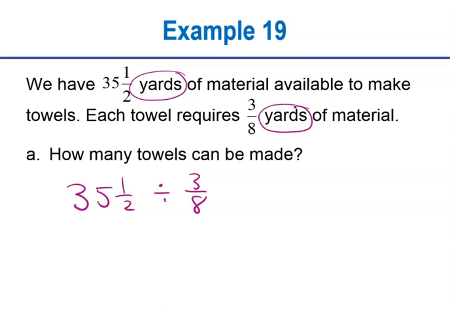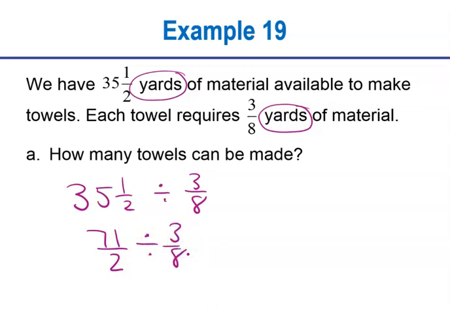My suggestion is to take that 35.5 and change it to an improper fraction. So remember what you can do. You have 35 times 2, add 1, or the option is you can write it as 35 plus 1/2 and find a common denominator for 35 over 1 and 1/2 and then add them together. Either way works. This way, where you do 35 times 2, which is 70, plus 1 is 71/2, is just a little bit faster, divided by 3/8.